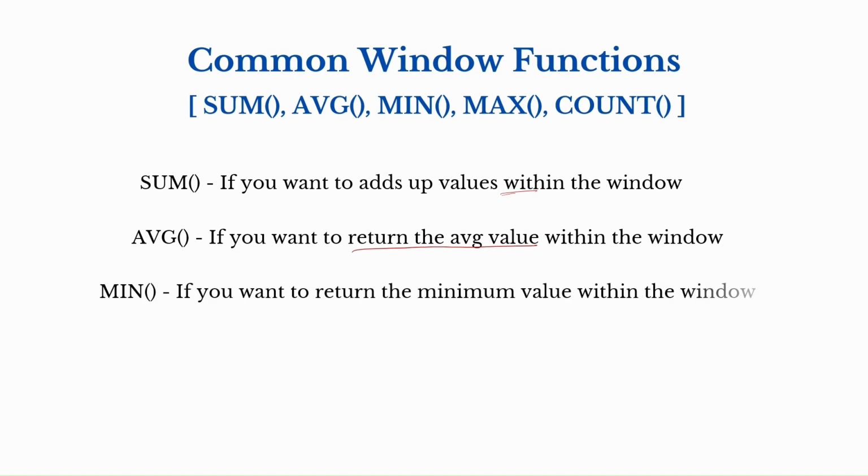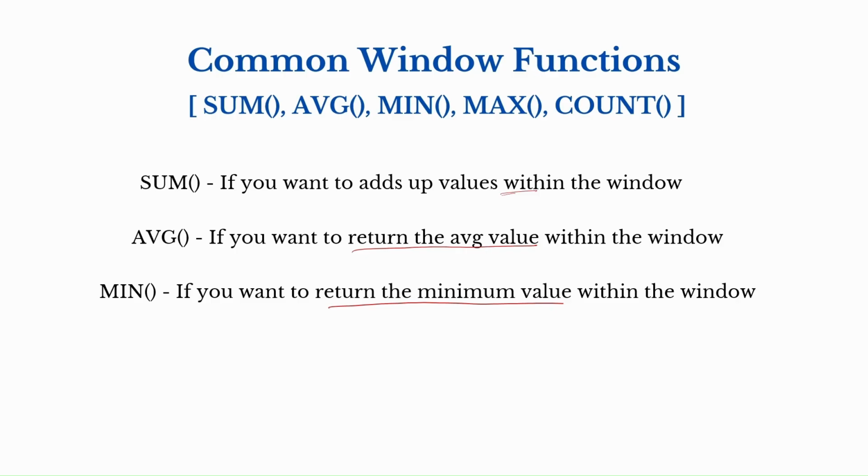The next one is the minimum value function. This is used when you want to return the minimum value within a window. For example, you want to find the first purchase amount or the lowest salary in a team. It could be the earliest transaction date for each user. In such cases you make use of the minimum value window function.